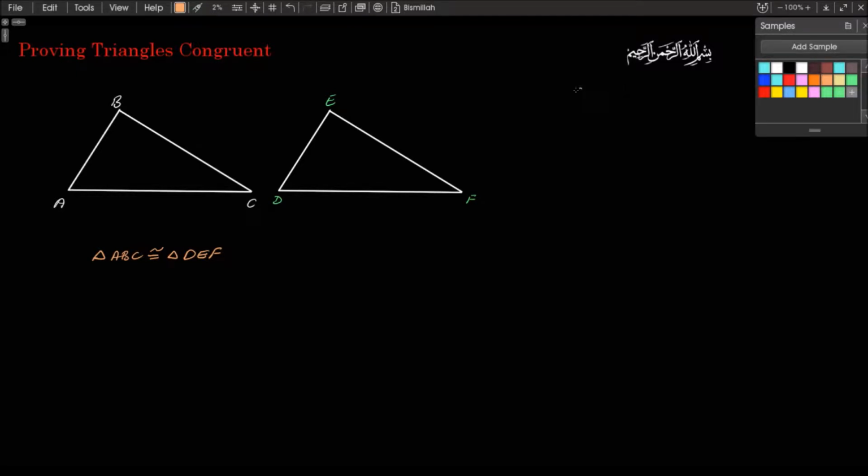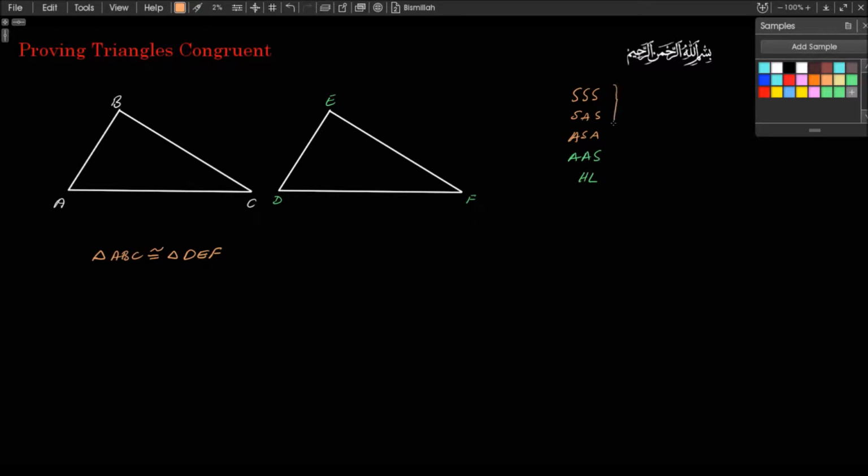They are side, side, side; side, angle, side; angle, side, angle; angle, angle, side; and hypotenuse-leg. Now, this is a short version of their names. They are again side, side, side; side, angle, side; angle, side, angle; angle, angle, side; and hypotenuse-leg.